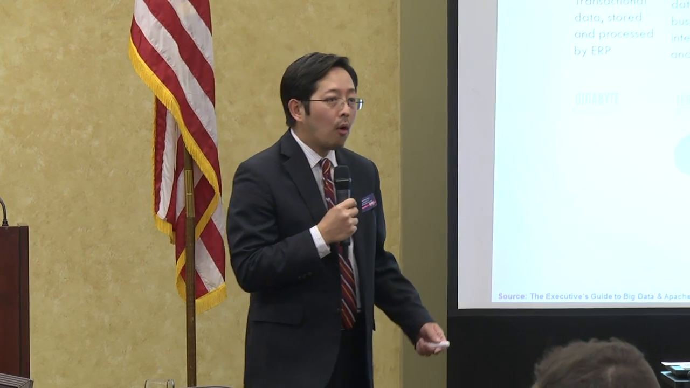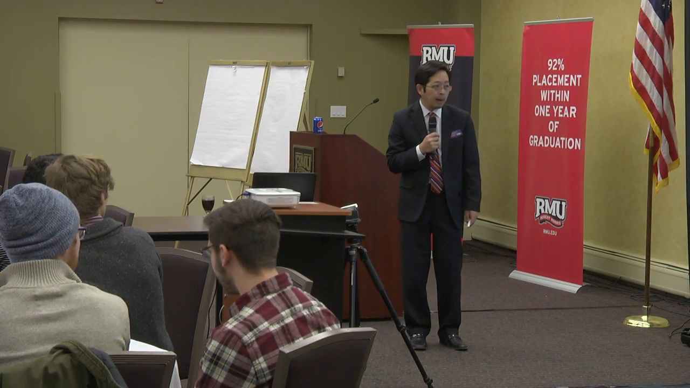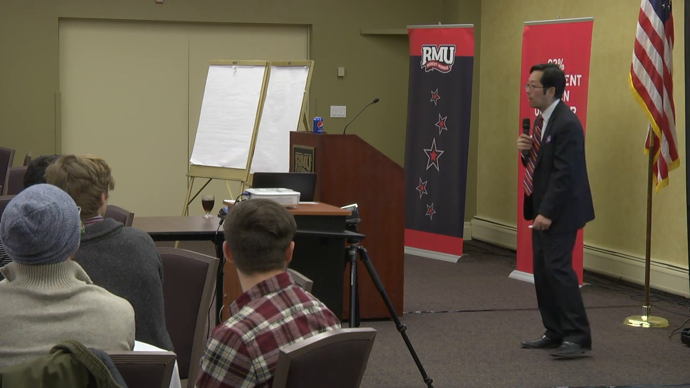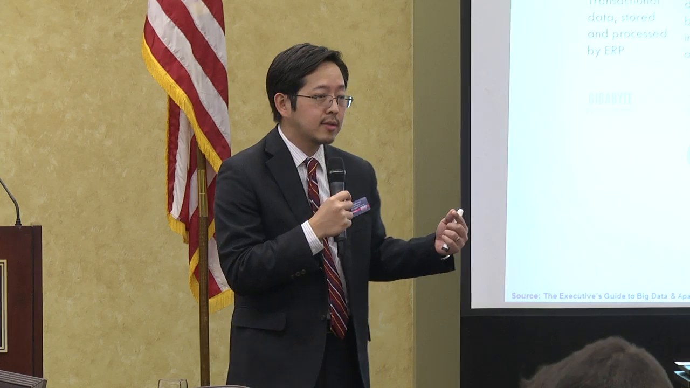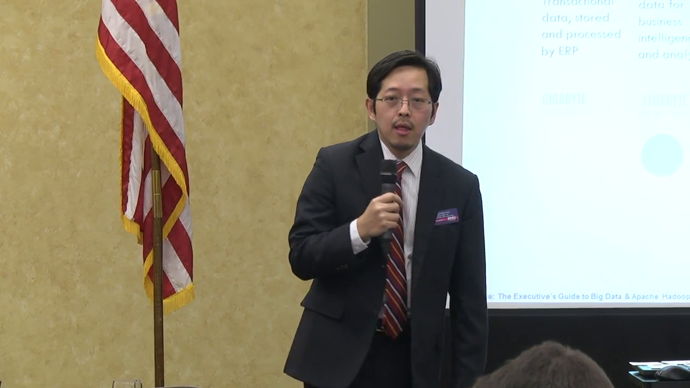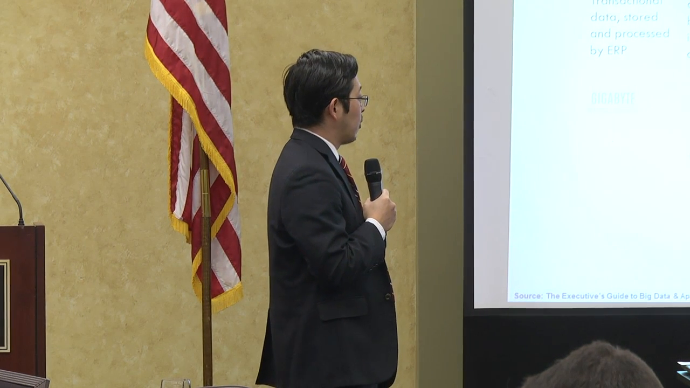But a lot more data in unstructured format is stored in petabytes. The diameter would be 150 miles, and you can imagine that distance and the volume of data. It's populated by automated mass data collection using sensors, cell phones, and a lot of other interconnected devices to capture and store data. Unstructured data that needs to be explored, can be explored, and needs to be explored.